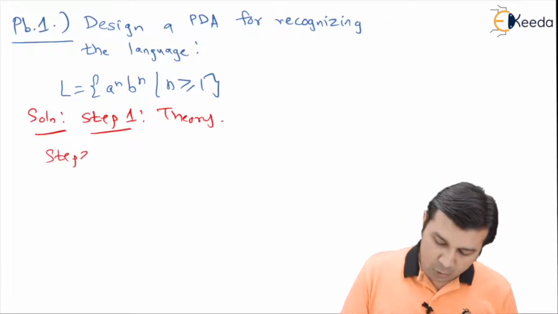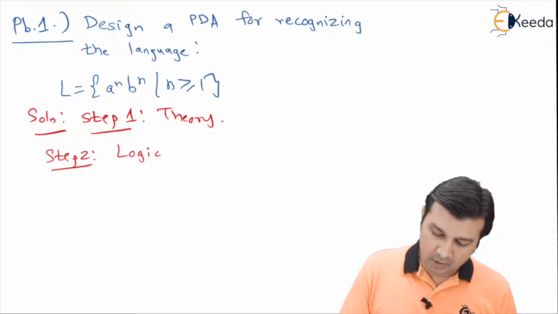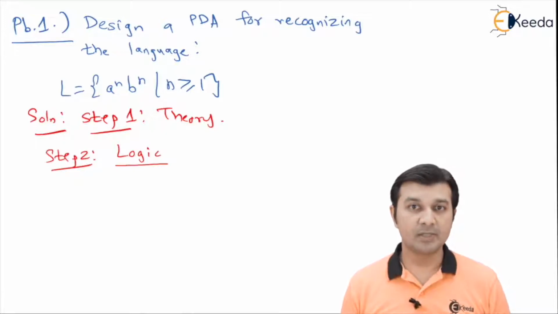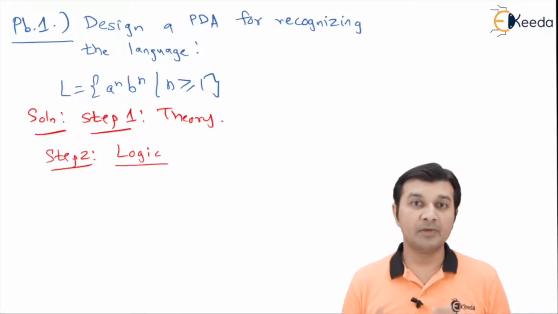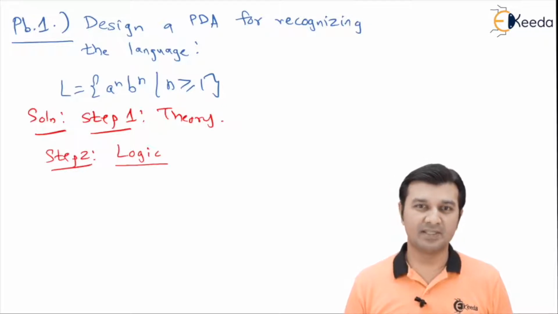Moving on to my step 2. My step 2 will be my logic. Now what is the logic over here? For every a push 1x, for every b pop 1x. So this is something which is going to be the heart of the problem. If you are unable to identify the logic, you will never be able to solve the remaining part of the problem, or rather you will have to leave it in the exam.